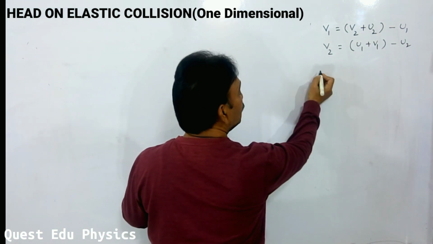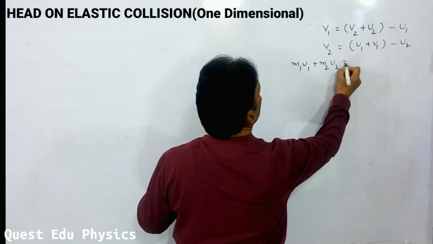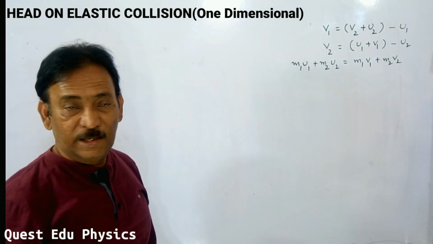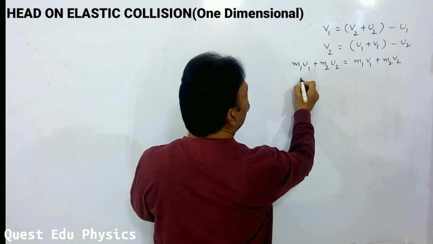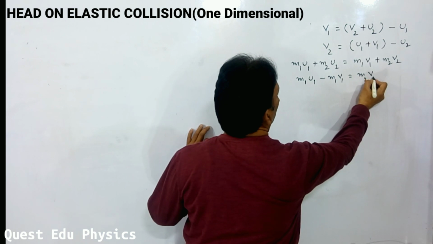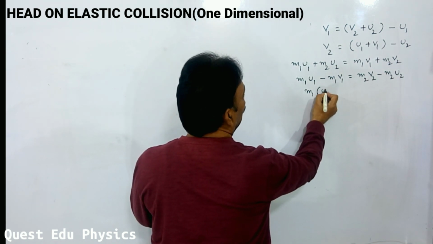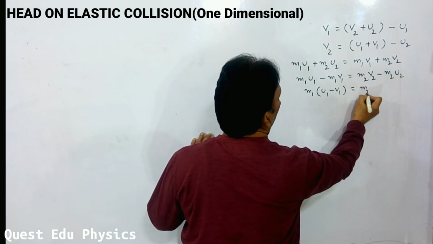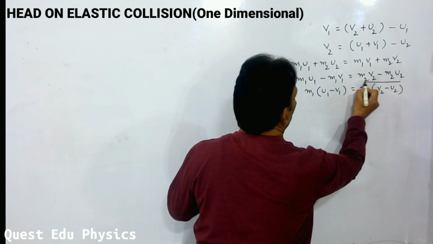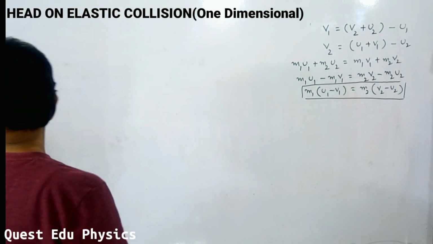Okay, and you know that according to the law of conservation of linear momentum, we have a relation m1 u1 plus m2 u2 is equal to m1 v1 plus m2 v2. Okay, sum of the initial momenta is equal to the sum of the final momenta. If you bring the similar terms, what you get? m1 u1 minus m1 v1, m2 v2 minus m2 u2, or m1 of u1 minus v1 is equal to m2 of v2 minus u2. Okay, students, this is the equation what we have to use to get the final velocities. Okay, let's use that equation.